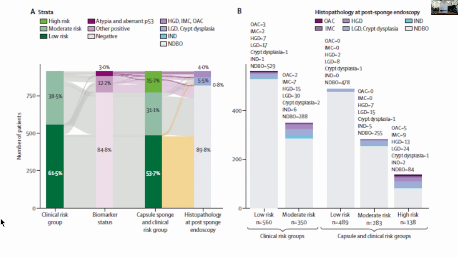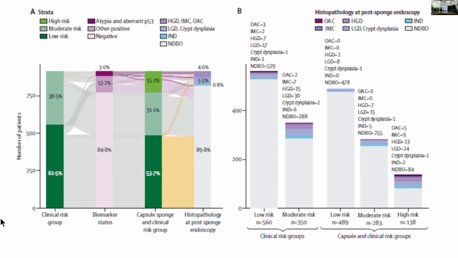Now, out of this low risk group, like we saw in the previous chart, a few patients, around 2% of them, ended up having dysplasia at the final endoscopy. Just to tell you the expansions: HGD is high-grade dysplasia, IMC is intramucosal carcinoma, OAC is esophageal adenocarcinoma, LGD is low-grade dysplasia, IND is indeterminate dysplasia, and NDB is non-dysplastic Barrett's esophagus.